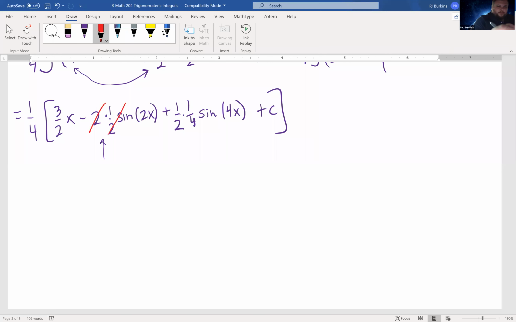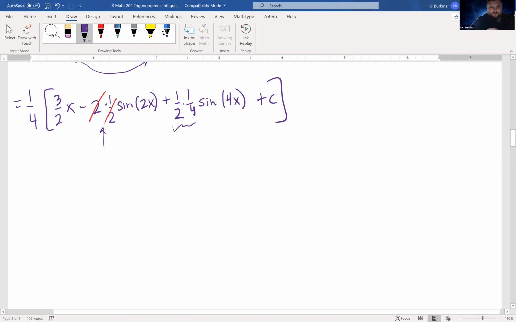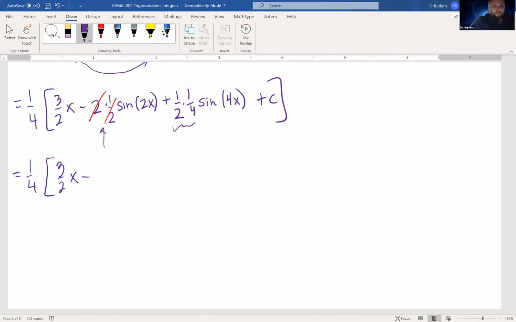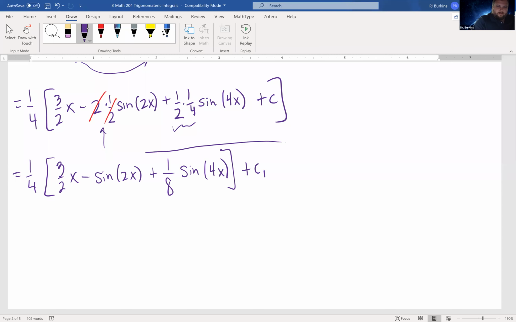First, I was thinking about pulling a 1/2 out of everything, but this guy's going to still have a fractional coefficient, so it's not going to really matter too much. That there is your solution.